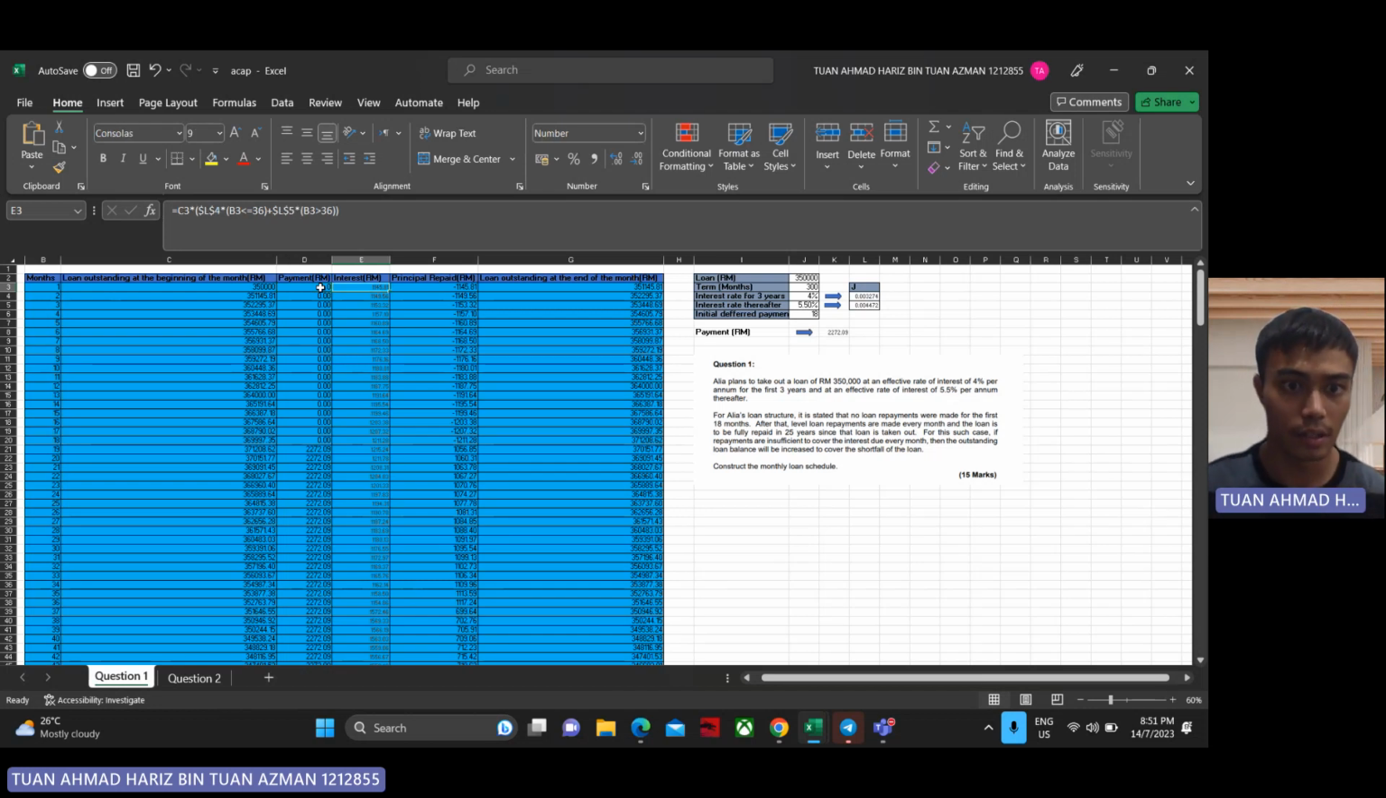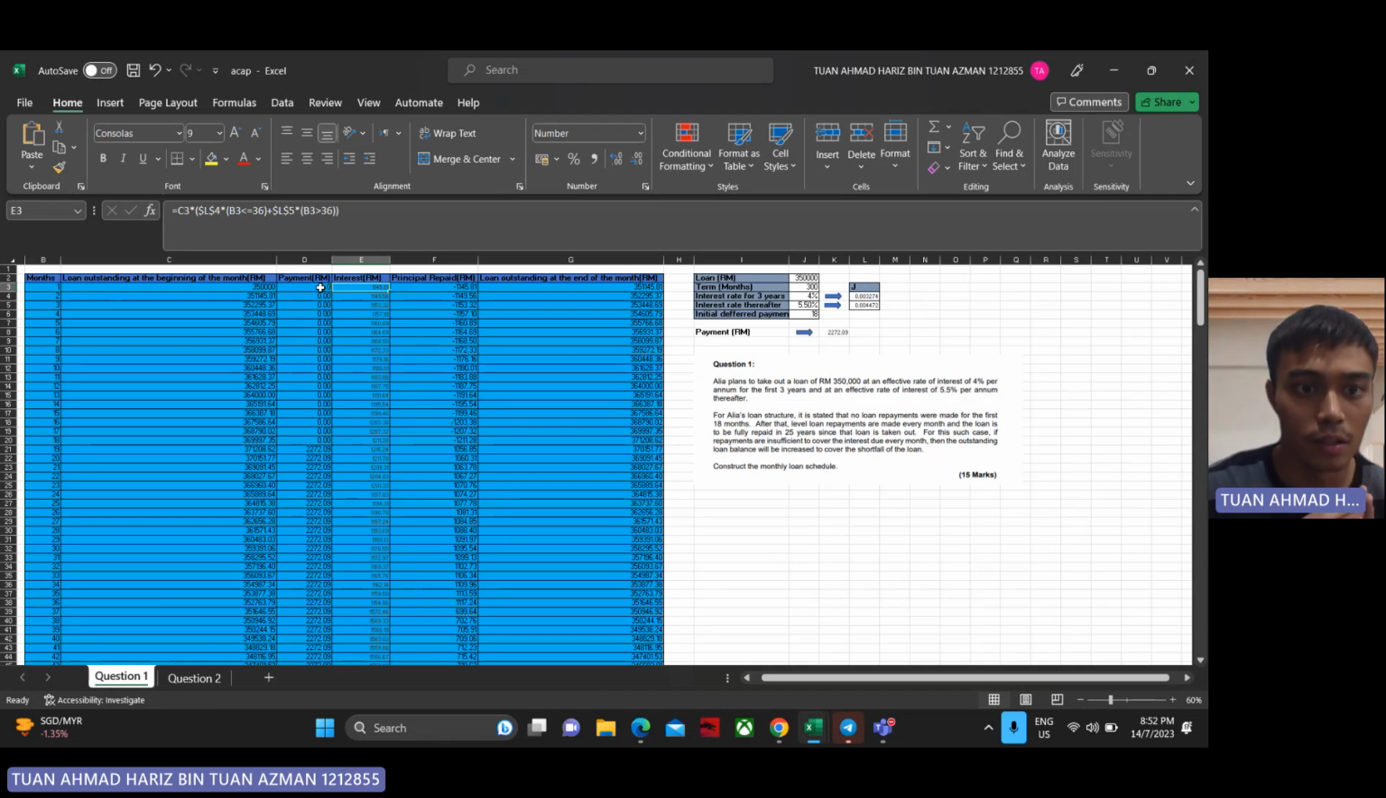After that, we can look for the interest, which equals C3, the loan outstanding, multiplied with the bracket J, which is J for the first 3 years, multiplied with the bracket months lower and equal to 36 because of the first 3 years, close the bracket, plus the J for thereafter, multiplied with the bracket month greater than 36, because for the first 3 years the question said to use the 4% interest rate, but after that we use the interest rate for thereafter, which is 5.5%.